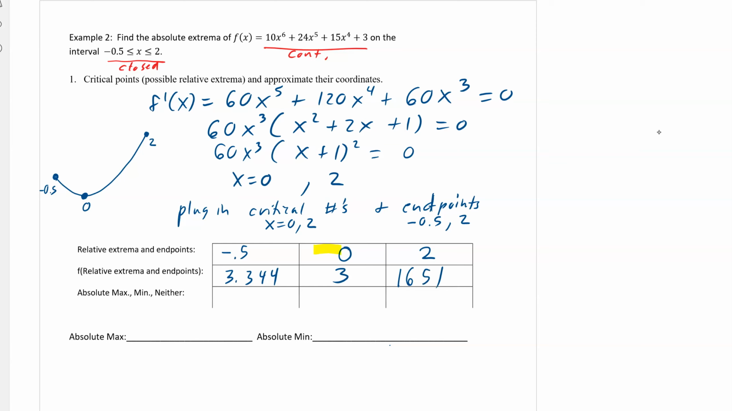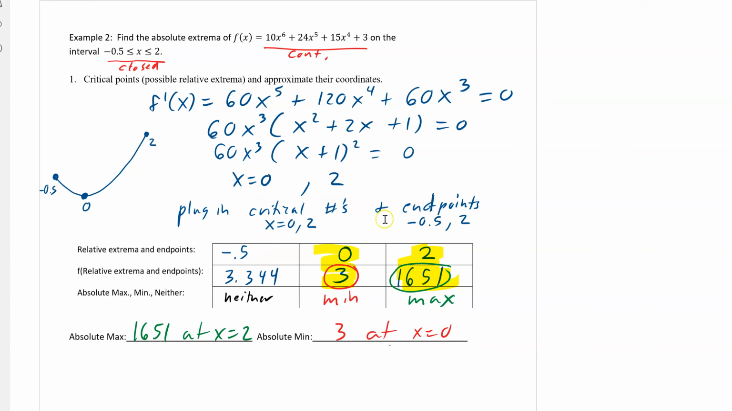Meaning that this is our minimum value. Why? Because that is the smallest y value. And this would be our maximum because that is the largest value. So our answer for this one would be neither, because it's right in the middle of the two. This is our min, and this is our max. So we have an absolute max of 1651 at x equals 2, and a minimum of 3 at x equals 0. And this occurs every single time that we have a continuous function with a closed interval.